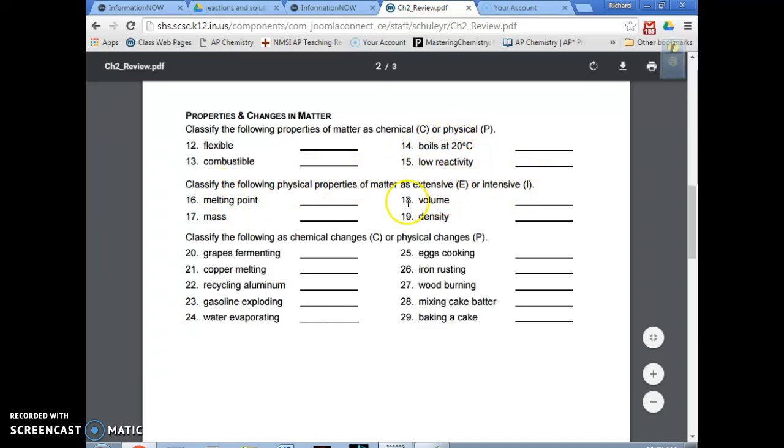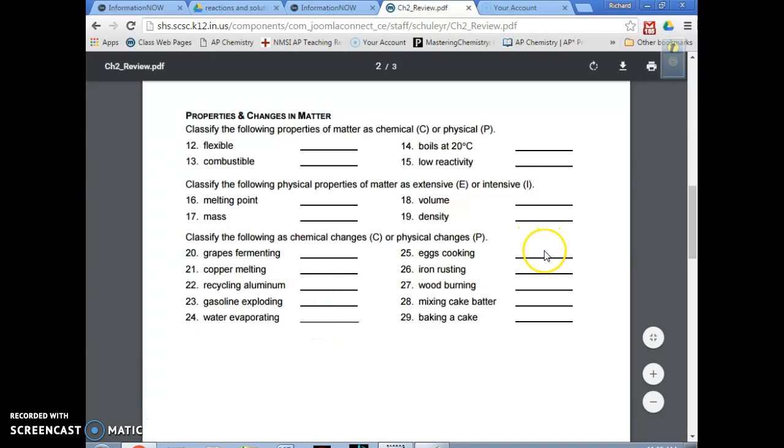Which of these are extensive or intensive? Extensive, mass, volume. Intensive, melting point, density. Grapes fermenting turns into alcohol, so that's chemical. Copper melts, physical. Recycling aluminum, all they do is change the shape, so it's physical. Gasoline exploding, chemical. Water evaporating, physical.